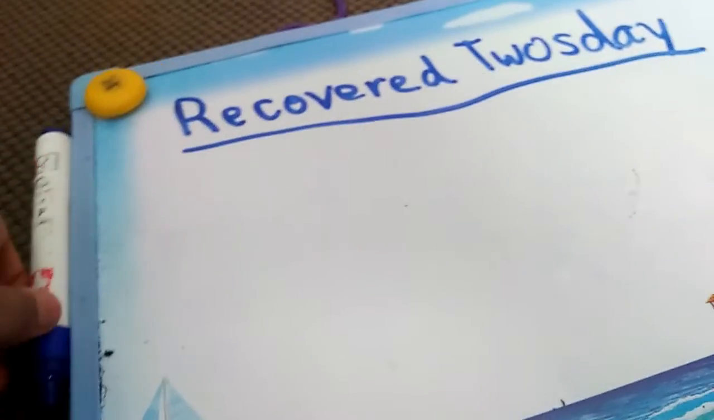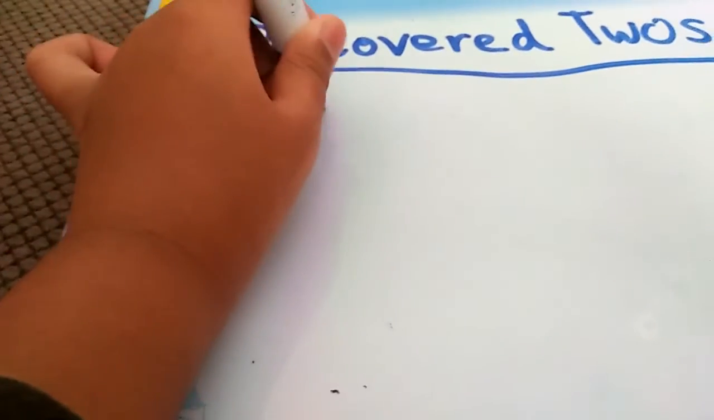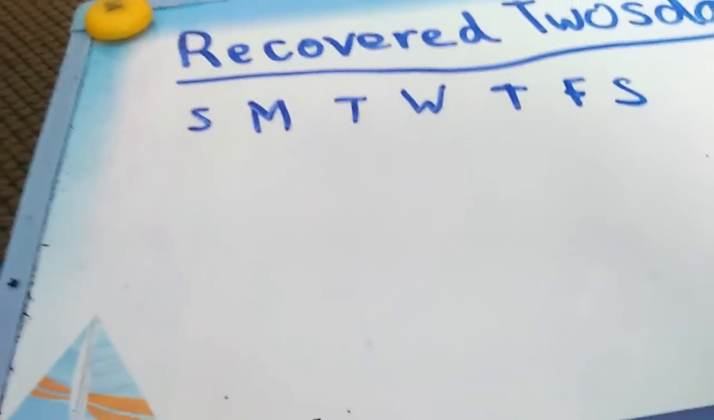So today is Recover Twosday, and it is the 22nd of November. February has the same calendar as November, but November has 2 days extra compared to February. So I'll make both of their calendars. S M T W T F S. February and November 1 begin on a Tuesday.